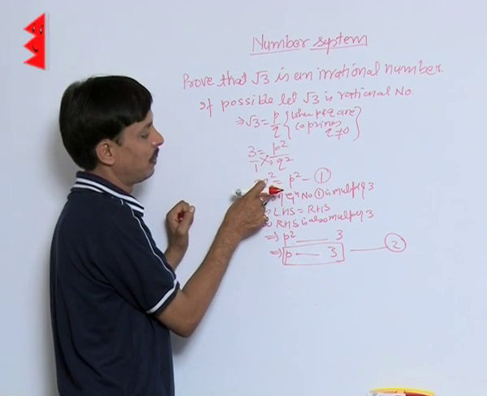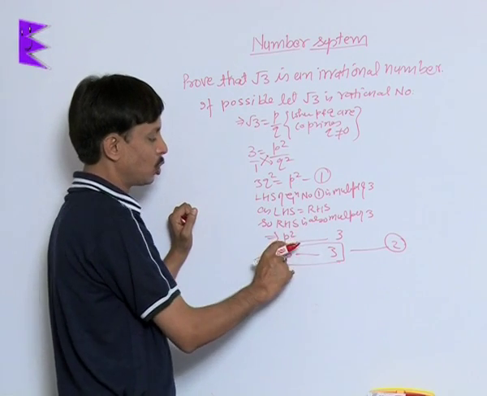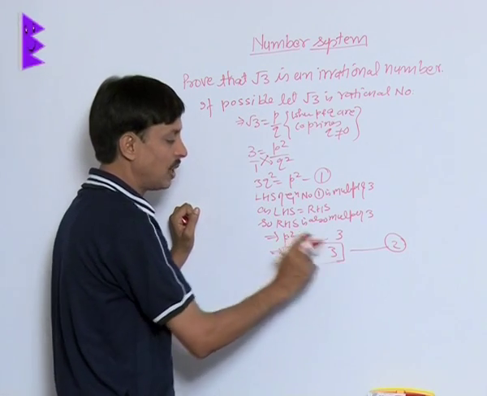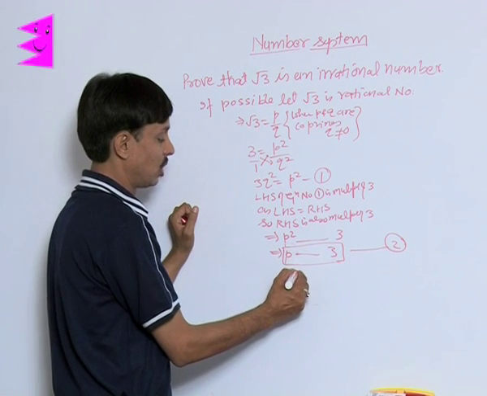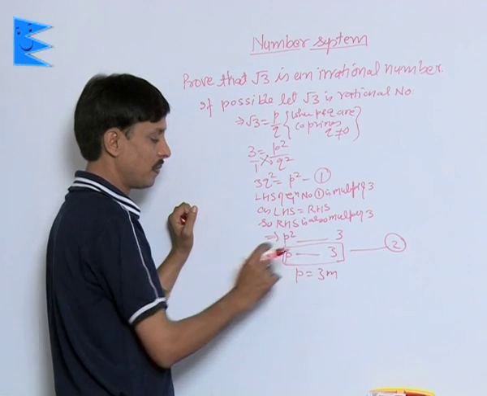So LHS is a multiple of 3, but LHS and RHS are equal. So RHS is a multiple of 3. So p square is a multiple of 3. So p is a multiple of 3. So I can say p is equal to 3m, a multiple of 3.